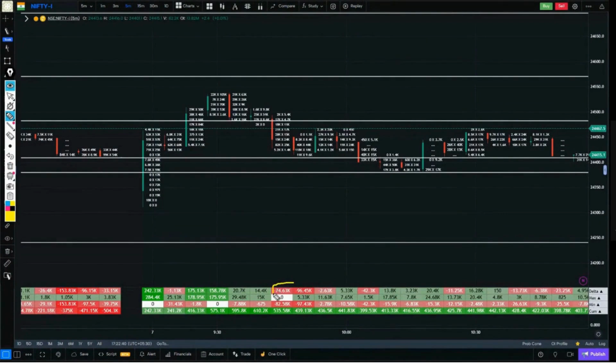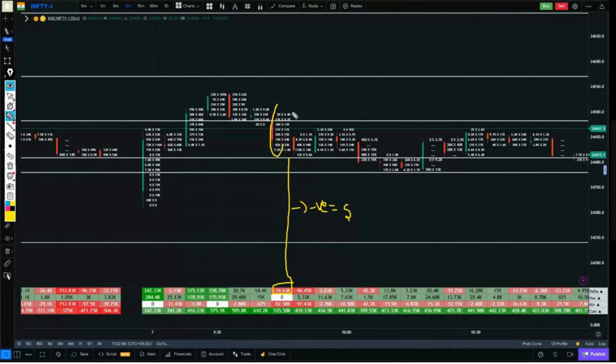Look at this. This candle has a negative delta. What does negative delta mean? Sellers are more than buyers. Now, how did this value of negative delta come about?